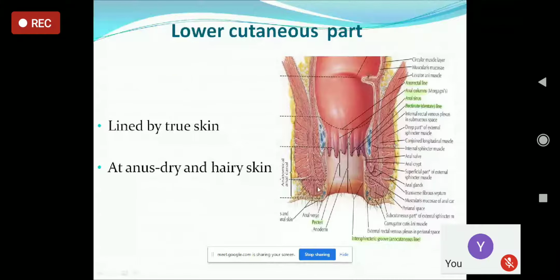Now we are talking about the lower cutaneous part. It is truly lined by skin. At the anus it is dry, and hair is present over here.